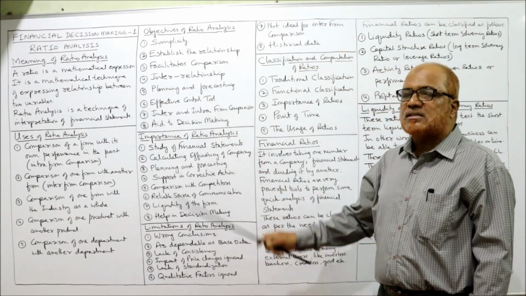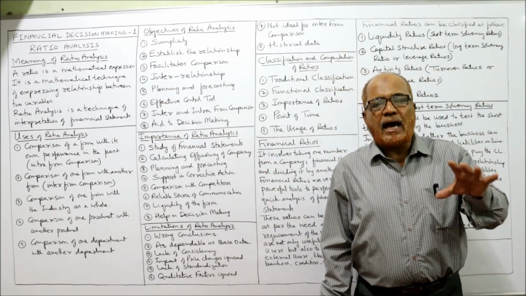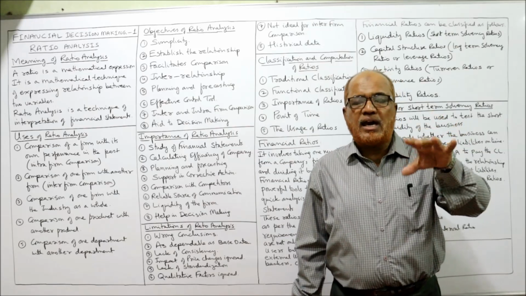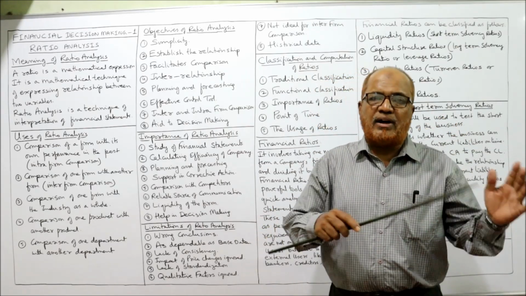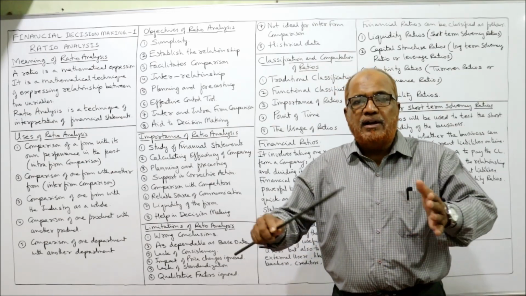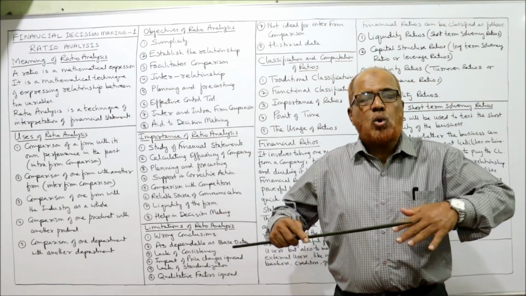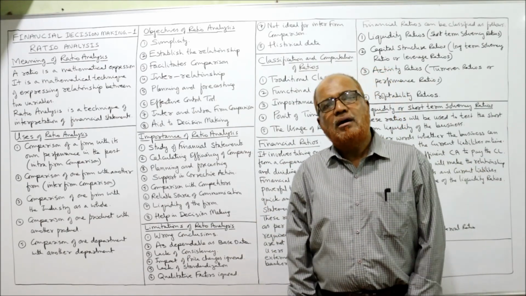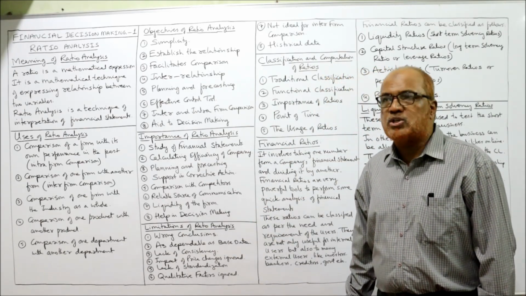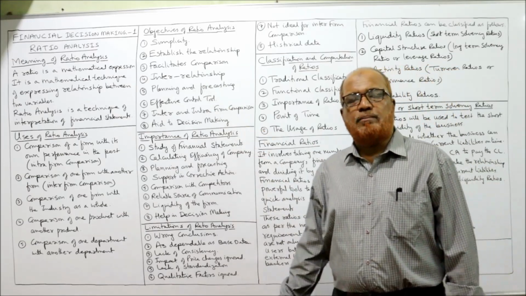Next one, facilitates comparison. By calculating the ratios, we can make the comparison of the same firm from one year to another year or between different firms. Like that, so many comparisons we can make by using this ratio analysis. That is also an objective.